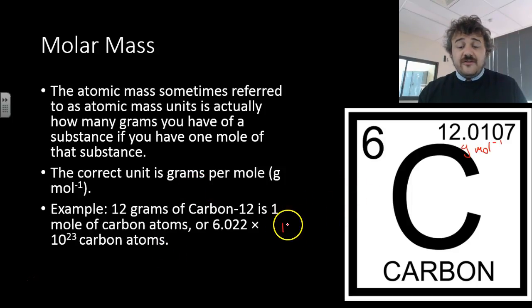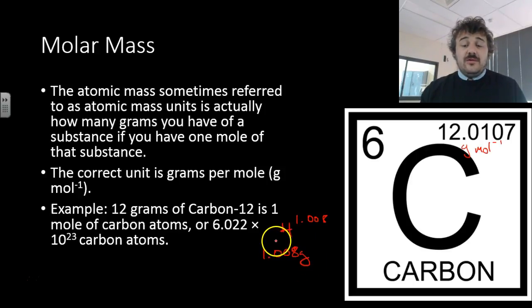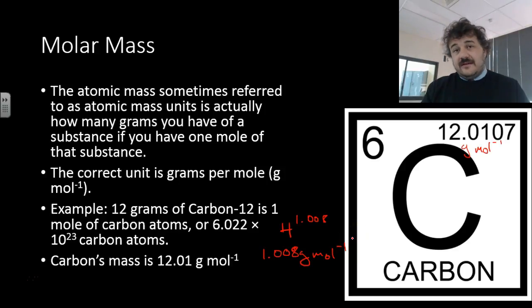If we were to look at hydrogen, if you had 1.008 grams of hydrogen, that would be 1 mole, because its molar mass is 1.008 grams per mole. And hence carbon's molar mass is 12.01 grams per mole.